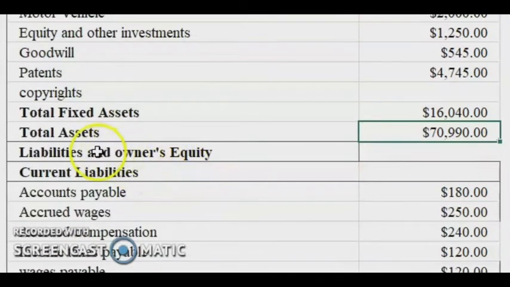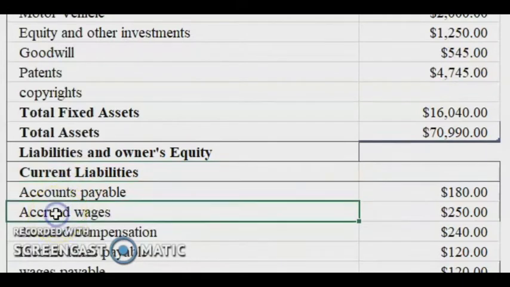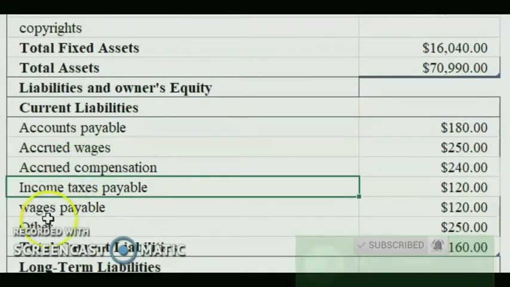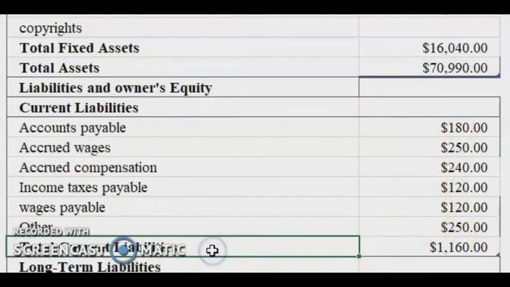Now there is a section for liabilities and owner equity in the balance sheet. Liabilities are the obligations of the business, or you can say liabilities are the debts taken by the business. Here liabilities can be further categorized into 2 categories. One is current liabilities or short-term liabilities, and the second is long-term liabilities. Current liabilities are those obligations of the business which are expected to be settled in 1 year or less. For example, accounts payable, accrued wages meaning wages payable, or any accrued compensation payable, income tax payable, and other current liabilities are listed here. Then we add all these current liabilities, and we have total current liabilities.